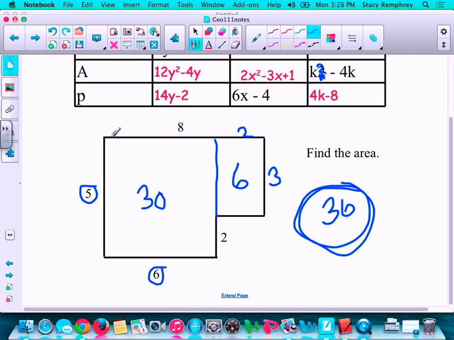This has a width of 2, because the whole thing was 8. I cut off 6, that's 2. This had a whole length of 5. I cut off 2, so that was 3. 2 times 3 is 6, and add those together, you get a total area of 36. So area of a rectangle, we're going to take everything back to that as we move through other shapes, but that's the basis of 11.1.